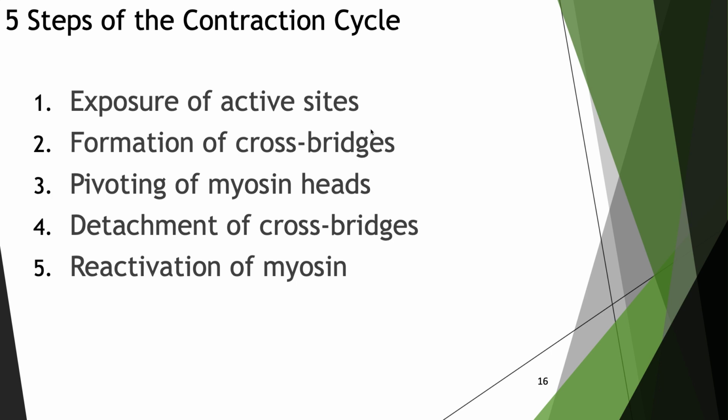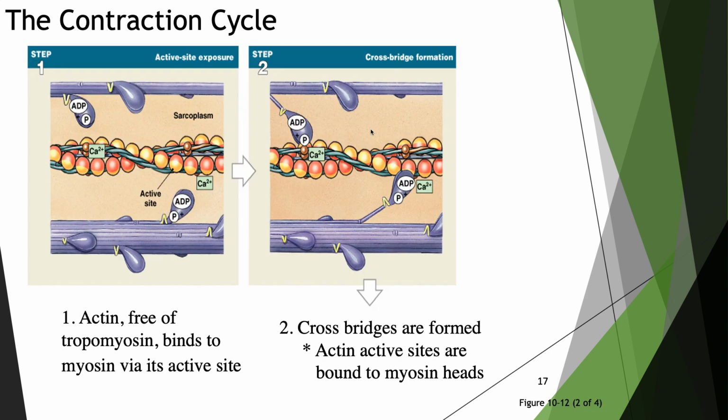We already talked about the 5 steps of the contraction cycle, but just to rehash them here: the exposure of the active sites, the formation of cross bridges, pivoting of the myosin heads, detachment of cross bridges, and the reactivation of myosin. And this just overviews the contraction cycle itself.